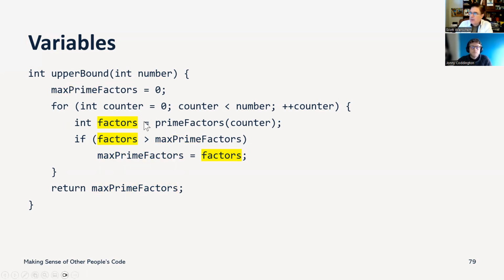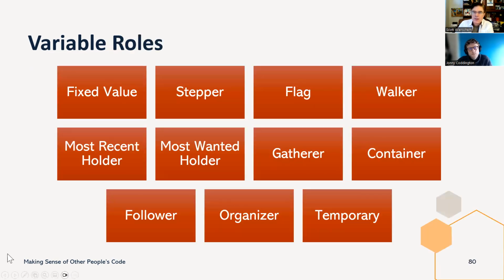Factors, we think of that as the most recent value. This is sort of getting us to where we want to be. It'll hold our most recent count of our prime factors. So great. What's with all these funky labels I'm giving them? Well, there's a researcher named Jorma Sajaniemi who determined that there are effectively 11 roles that will cover almost every variable that you come across.